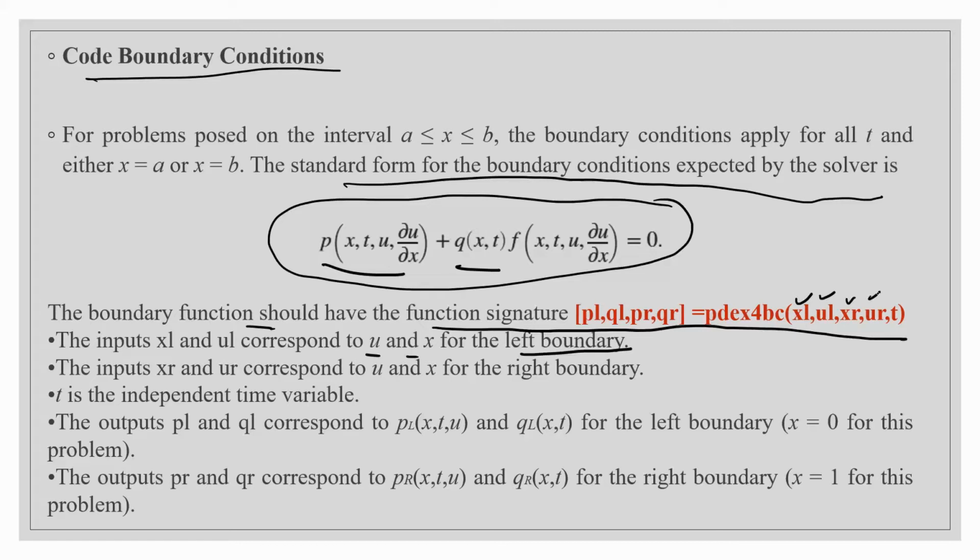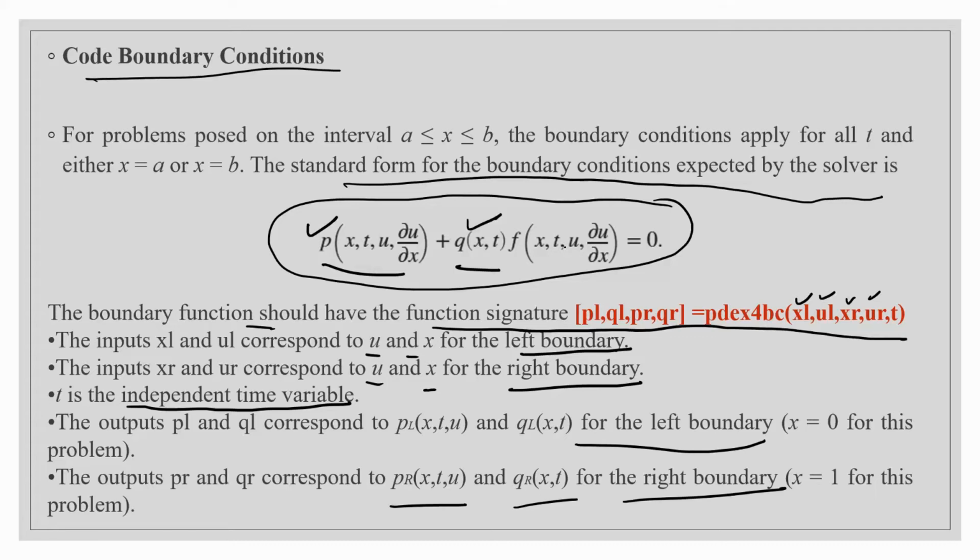And t is the independent time variable. What are pl and ql? These correspond to the left boundary, and pr and qr correspond to the right boundary. So what we have to do is look at our boundary conditions and rewrite them in this format.